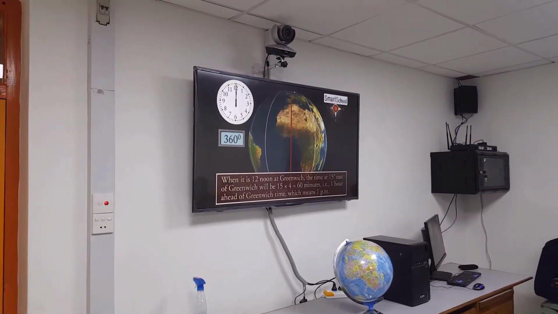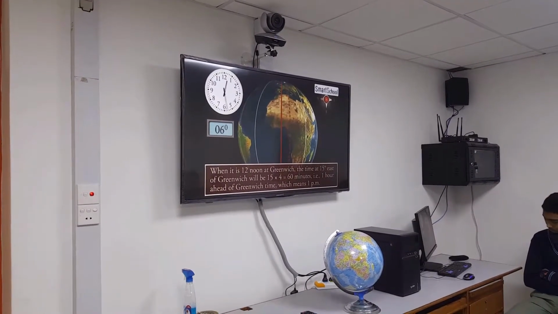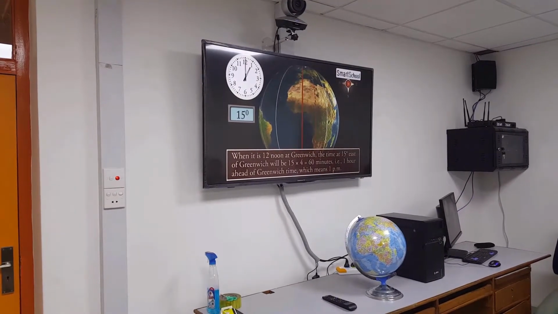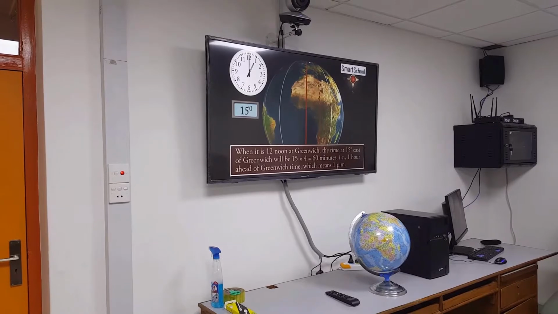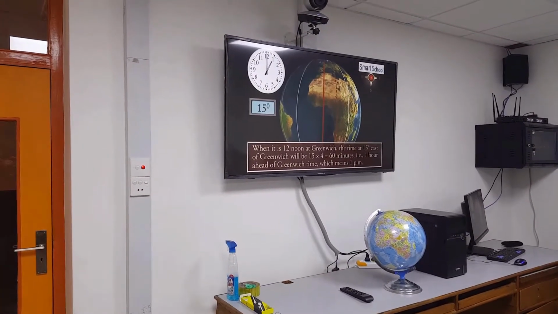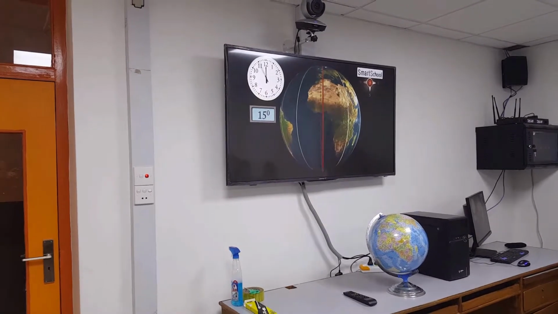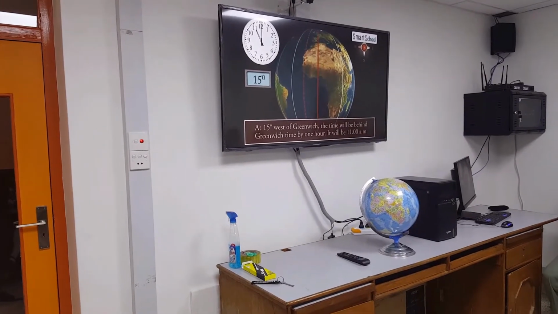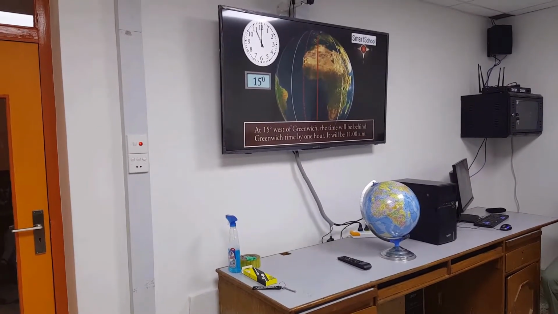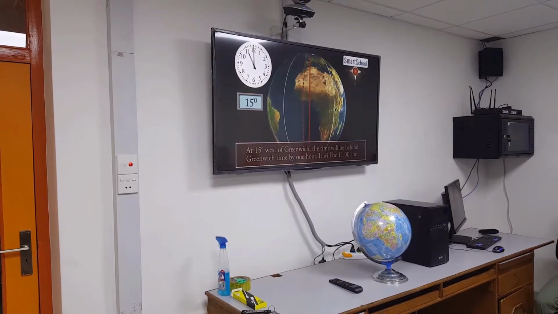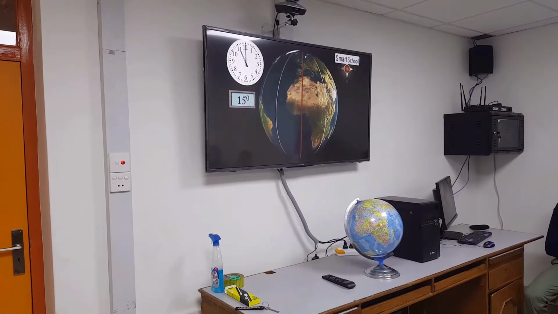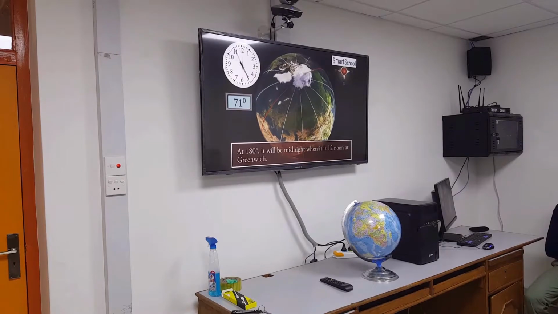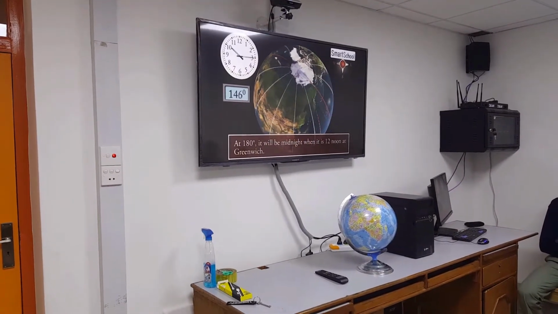Thus, when it is 12 noon at Greenwich, the time at 15 degrees east of Greenwich will be 15 into 4, which is equal to 60 minutes, that is 1 hour ahead of Greenwich time, which means 1 p.m. But at 15 degrees west of Greenwich, the time will be behind Greenwich time by 1 hour. That is, it will be 11 a.m. Similarly, at 180 degrees, it will be midnight when it is 12 noon at Greenwich.